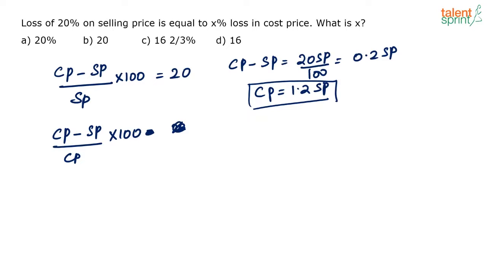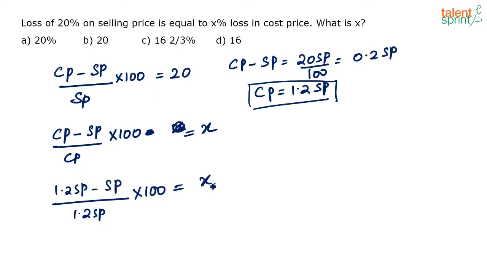Now what are they saying? Loss of 20% on selling price is equal to X percentage loss in the cost price. Same case: when you are doing cost price minus selling price by cost price into 100, you are getting this as X percentage. So using the first equation, I found the relationship between cost price and selling price. Put that in this equation and you will get the value of X. So what is this? Cost price is 1.2 times the selling price, so 1.2 times the selling price minus the selling price, divided by 1.2 times selling price, into 100. I am putting everything in terms of selling price so that they all get cancelled.